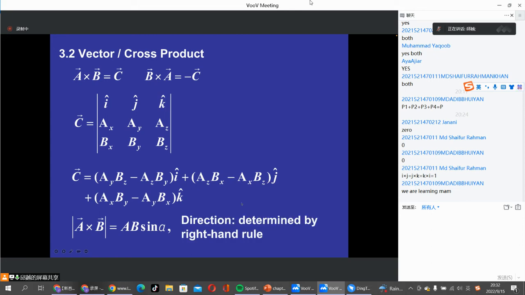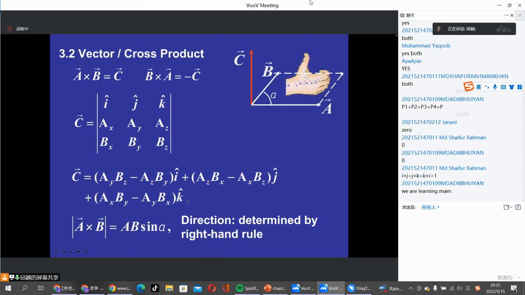And we can also use this equation to calculate the magnitude of vector c. The magnitude of vector c equals the magnitude of vector a and b sine alpha. Alpha is the angle between vector A and vector B. And the direction is determined by right-hand rule.